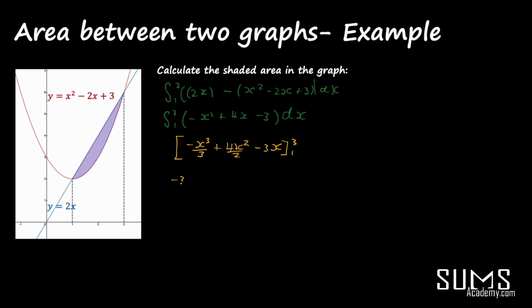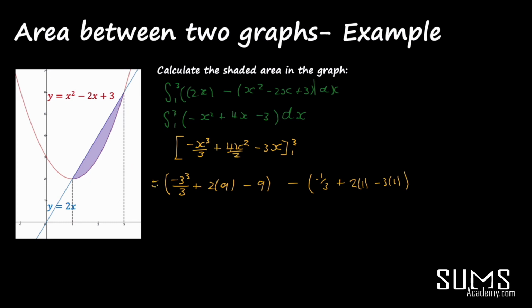So this becomes negative 3 cubed over 3 plus, well, that will cancel out, so 2 times 3 squared, which will be 9, minus 3 times 3, which will be 9. Cool. Minus this lower limit. This becomes negative 1 over 3 plus 2. Sorry, it'll just be 2 because 2 times 1 is just 2, minus 3 times 1.